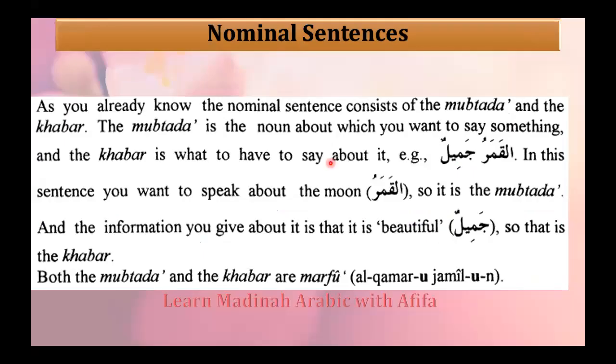All right. So again, recap: the nominal sentence consists of the mubtada and the khabar. The mubtada is the noun about which you want to say something, and the khabar is what you have to say about it. For example, if you say, Al-Kamaru Jamilun, you're speaking about the moon, Al-Kamaru. So it is definite, and it is the mubtada. And the information you are giving about the moon is that it is beautiful, Jamilun.